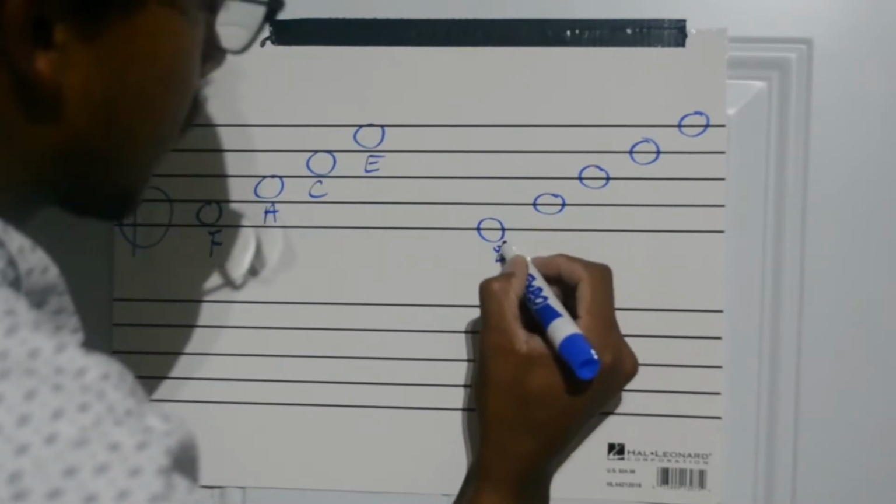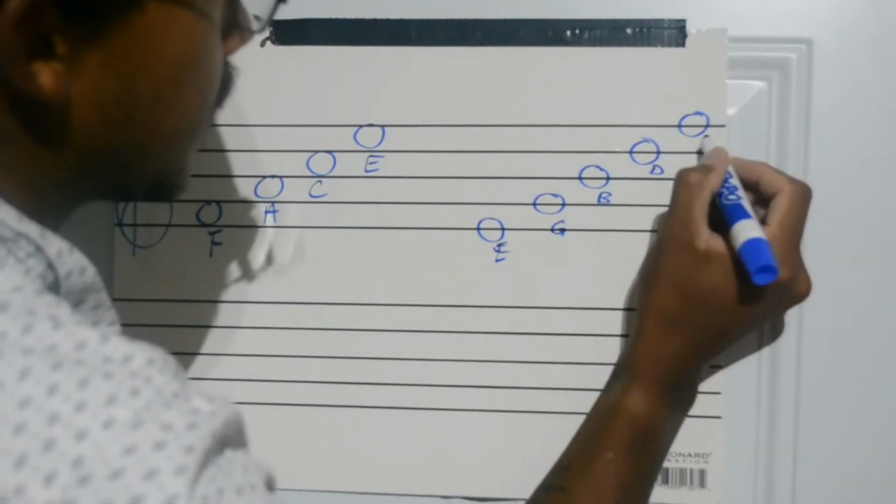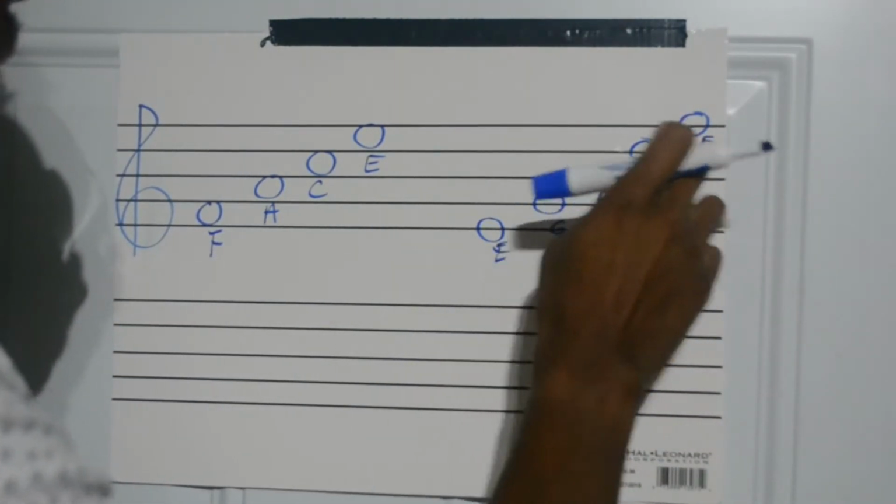Every good boy does fine. Every good boy deserves fudge. Every good boy deserves football.